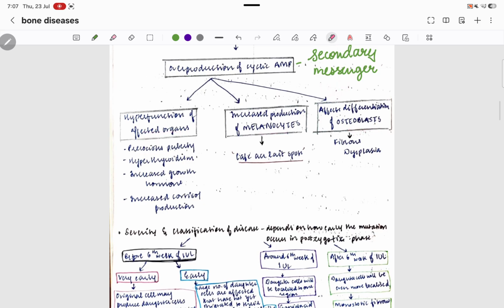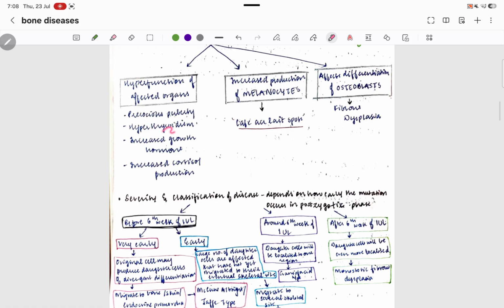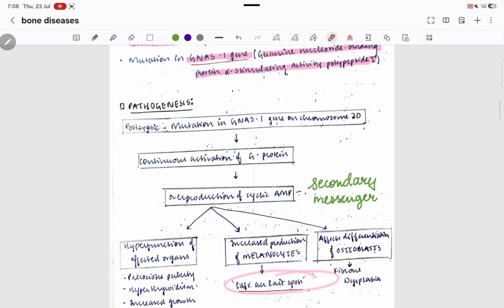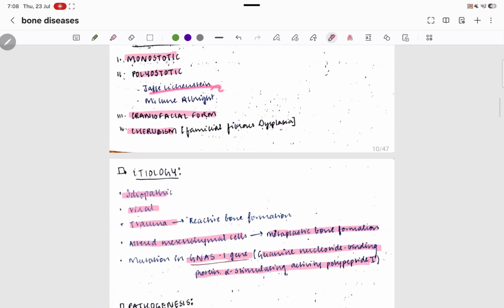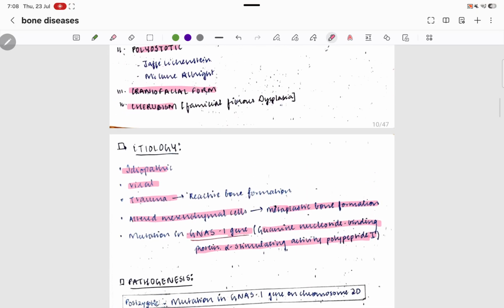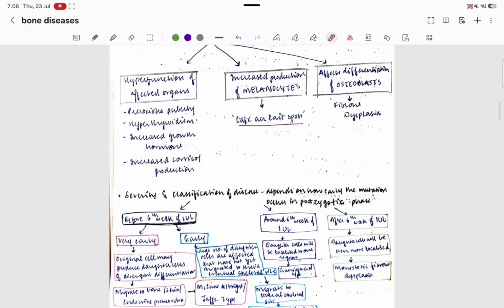Okay, so first one is hyperfunction of affected organs. It is affecting pubertal organs, causing hyperthyroidism, increase in growth hormone, and increased cortisol production is also occurring. Then there is increased production of melanocytes. There is a syndrome that I told you about, that is your Jaffe-Lenchke syndrome and McCune-Albright syndrome. In that you get to see these cafe au lait spots.